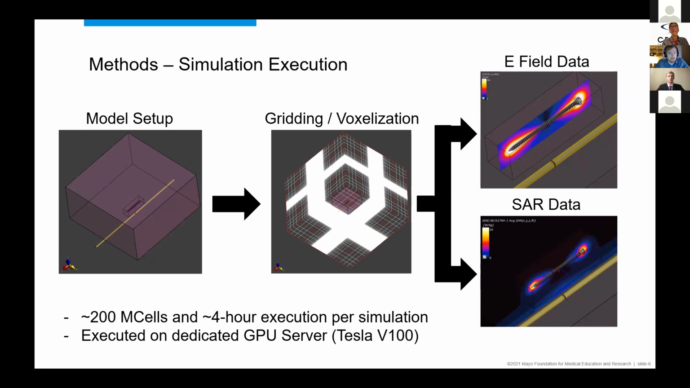Giving a little bit more detail about the simulation execution itself. Once we had our models set up, we went through our gridding and voxelization process, where gridding is primarily just determining how high a resolution to set our model to. And then the voxelization process is really just discretizing the area into cubes that the solver will actually solve the equations across. Once we've run the simulations, we were able to pull our E-field data and our SAR data, seen in examples to the right, and you'll see examples on the next slide.